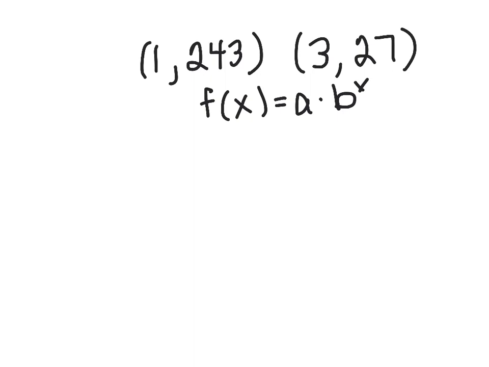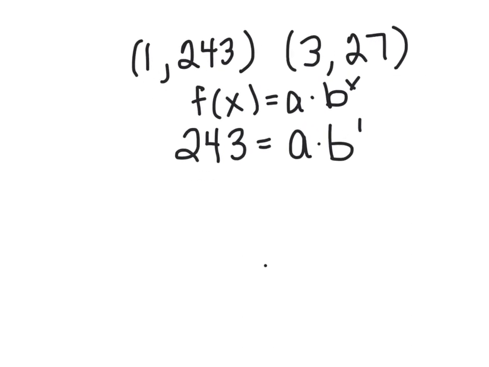So I'd go back to this, and I think I'm going to plug in the (1, 243) first, just because that's the larger number. So this is 243 equals, I don't know A, I don't know B, to the first. All right, then I'm going to put in my other point. My y is 27, A times B to the third. I wish I had not done that. Can I reverse these? I'm going to put this 243 on the bottom.